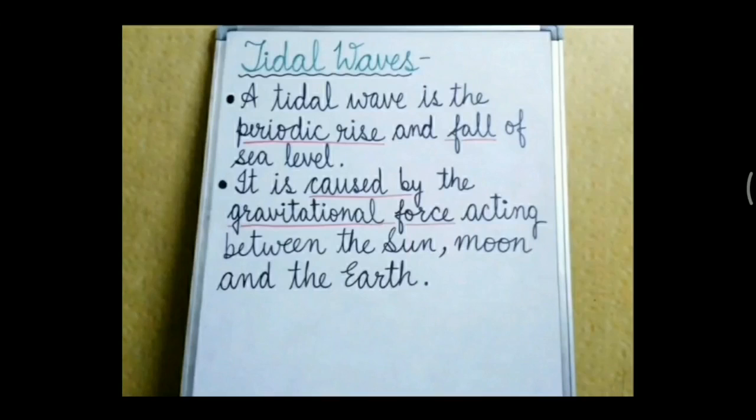Now we are talking about a tidal wave. A tidal wave is a periodic rise and fall of sea level. And children, this tidal wave is caused by the gravitational force acting between the sun, moon, and the earth. So a tidal wave is the periodic rise and fall of sea level, caused by the gravitational forces acting between the sun, moon, and the earth. And tsunamis are massive ocean waves caused by undersea earthquakes, volcanic eruptions and landslides.